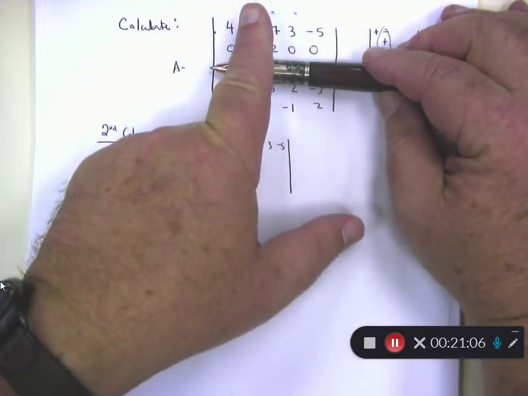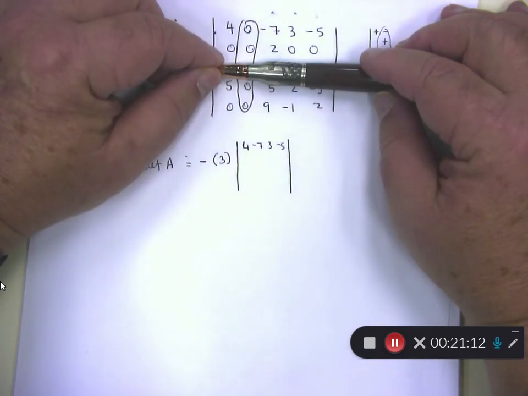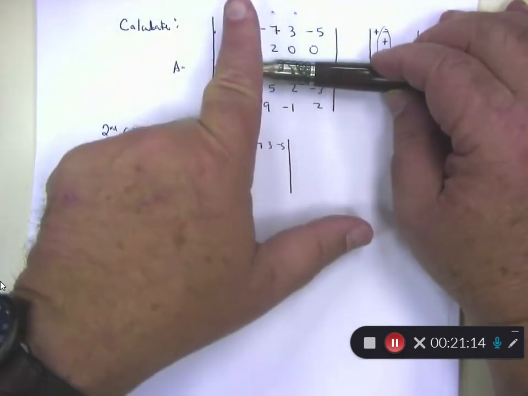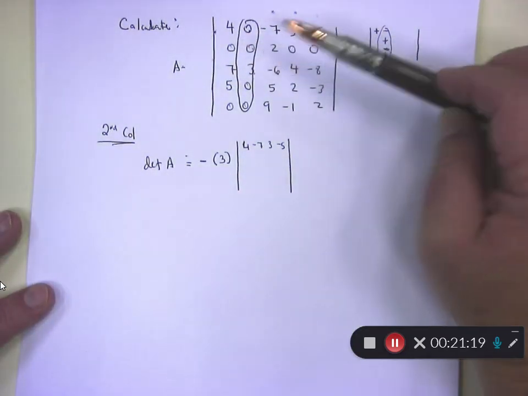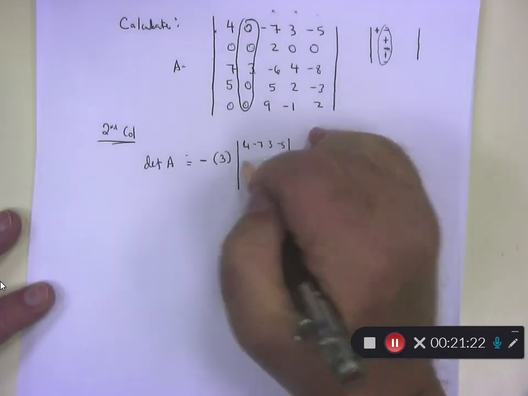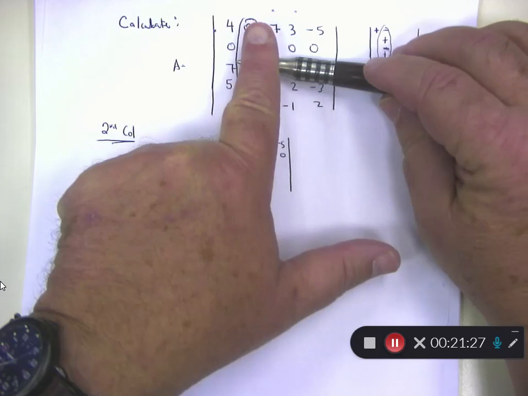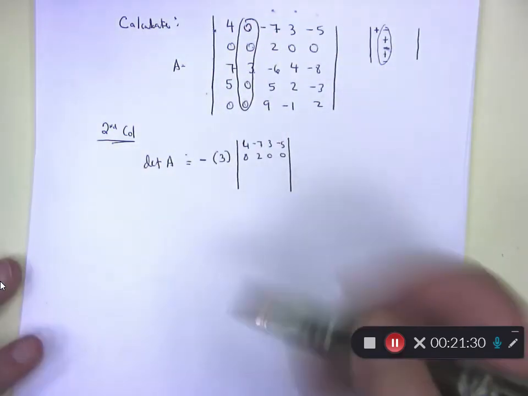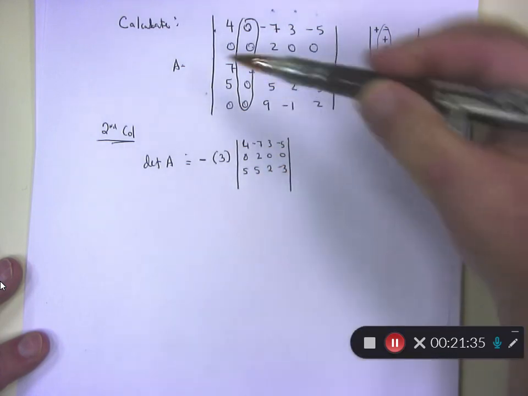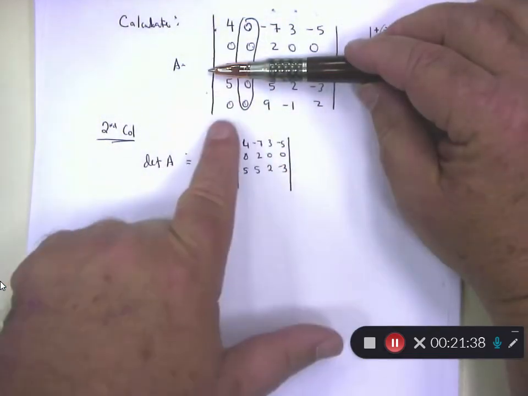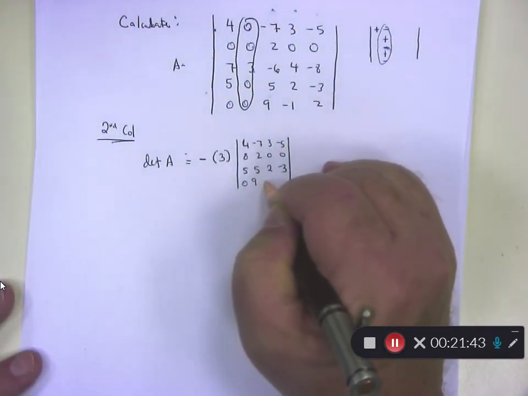Knock off the row and column with this guy. Okay. Knock off that row with that column. And what am I left with? 0, 2, 0, 0. Agreed? Row and column over here. 5, 5, 2, negative 3. And then the last row would be 0, 9, negative 1, 2.